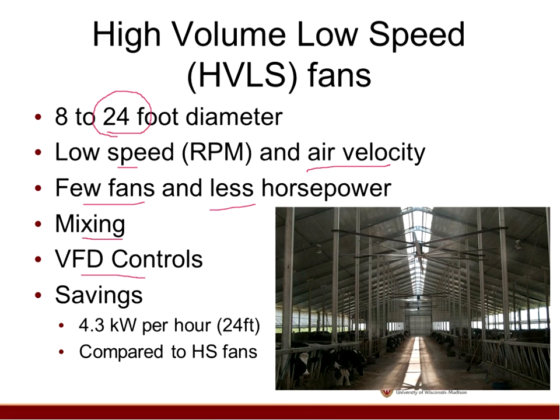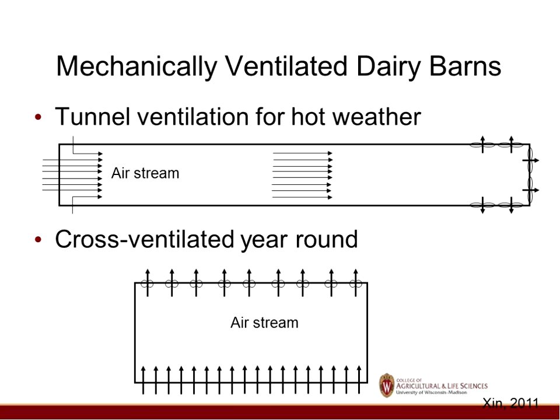They use variable speed controls, so you can drop the fan speed down. When you compare them to what we do with mixing fans, there is an energy saving of about 4.3 kilowatts per hour. So there's a savings there. The question we have is whether they provide the cooling effect for the cows, and there's debate about that.